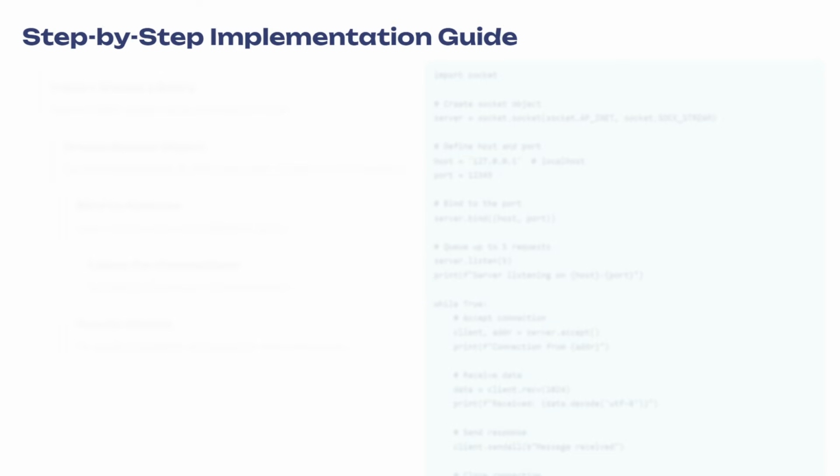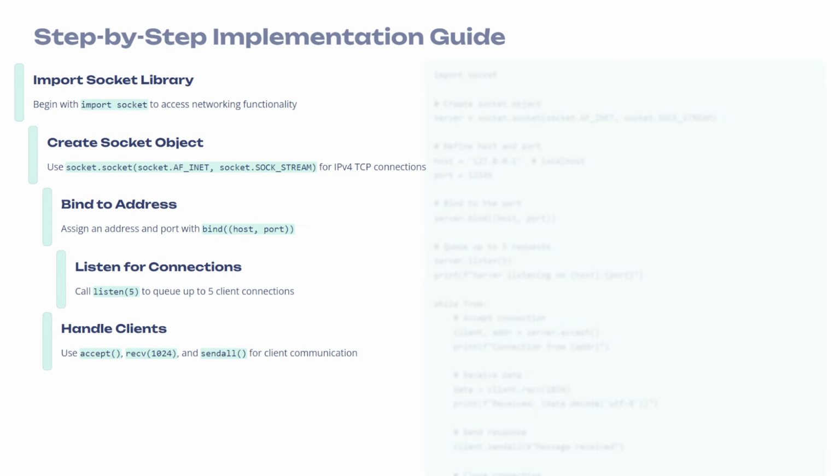So, the step-by-step implementation guide. First, you import the socket library, beginning with import socket to access networking functionality. Secondly, you create a socket object, where you use this code here for IPv4 TCP connections. Then you bind to an address, by assigning an address and port with bind host port, with this code right there.